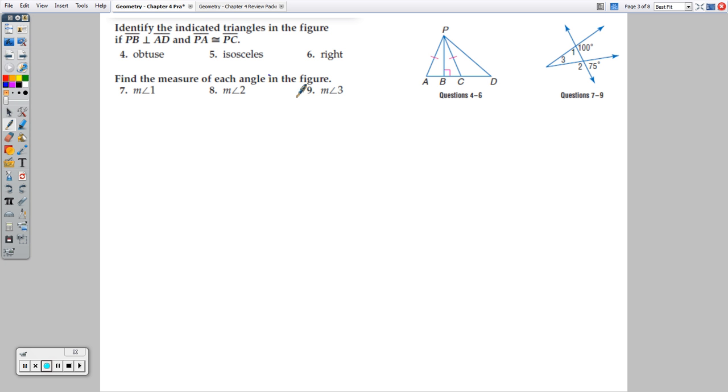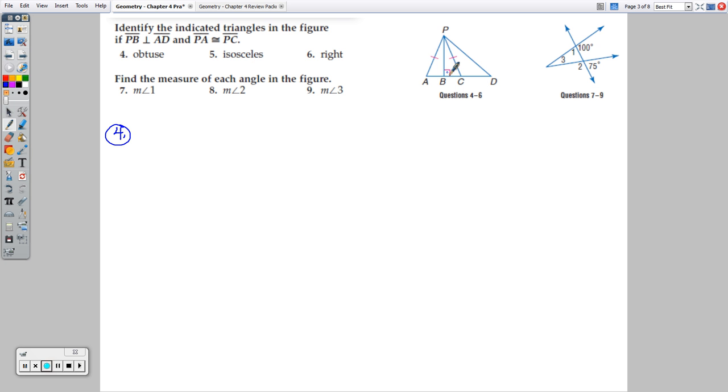Number 4, to identify the indicated triangles in the figure, if PB is perpendicular to AD, it looks like they have that labeled right here already, and segment PA is congruent to segment PC, also labeled here and here. So identify the indicated triangles in the figure. Which one would have to be isosceles for number 5, obtuse for number 4, right for number 6. There may be more than one, so we'll check and see as we go through that. So this is for questions 4 and 6 for this figure.